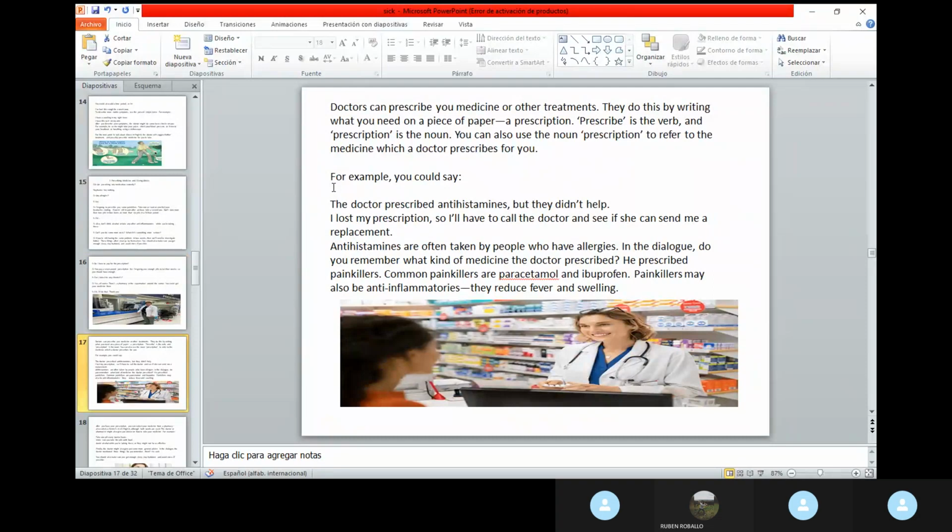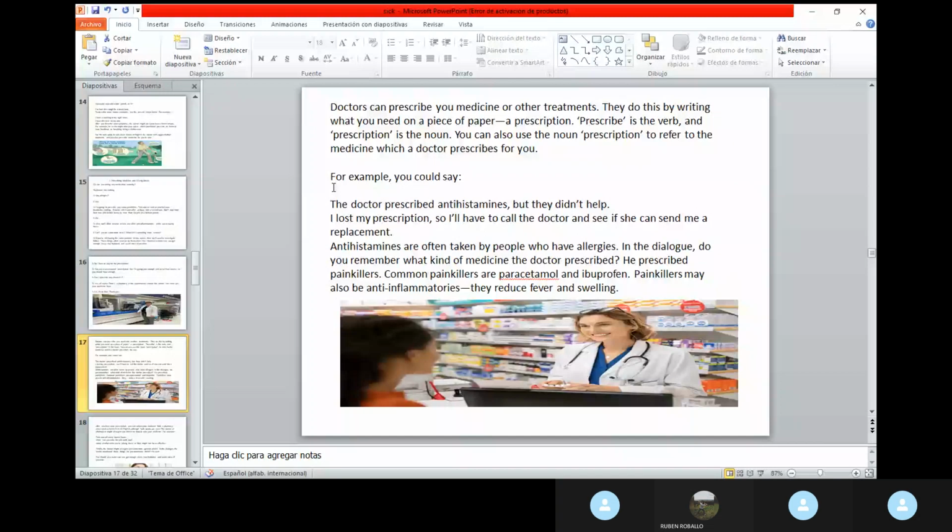The doctor prescribed antihistamines, but they didn't help. I lost my prescription, so I'll have to call my doctor and see if she can send me a replacement. Antihistamines are often taken by people who have allergies. Do you remember what kind of medicine the doctor prescribed? He prescribed painkillers. Common painkillers are paracetamol and ibuprofen.